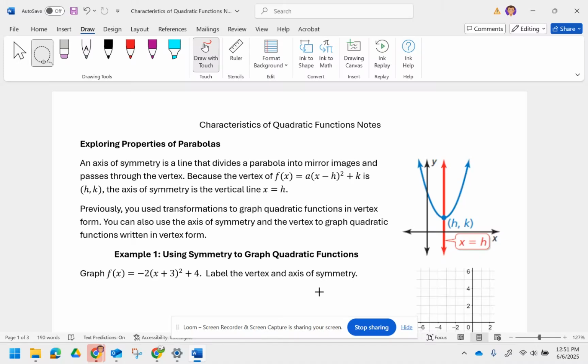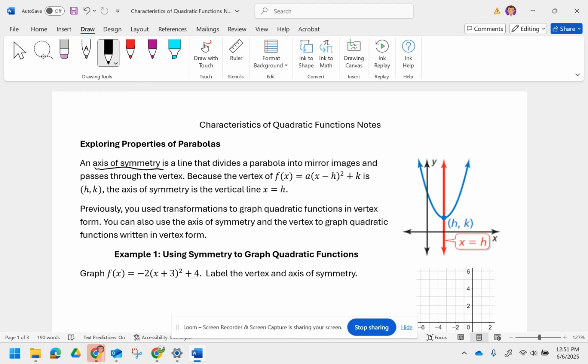Welcome back, students. We're going to be talking about the characteristics of quadratic functions, especially about what is called an axis of symmetry and using the axis of symmetry to find our vertex and other points.